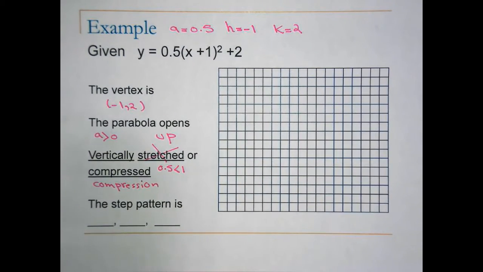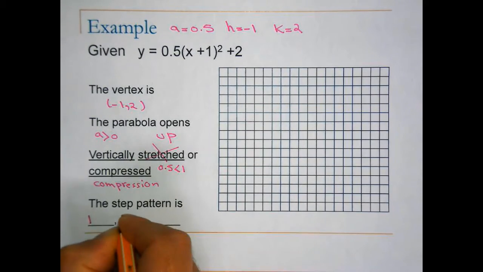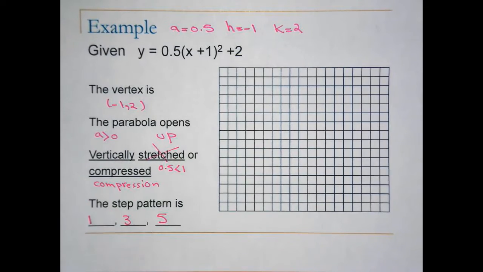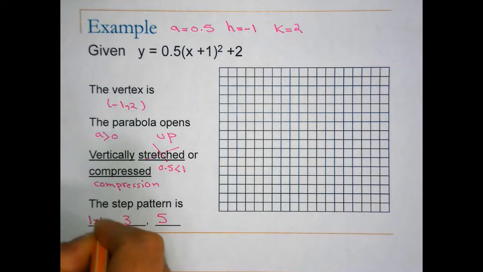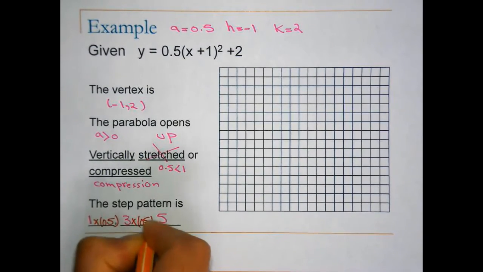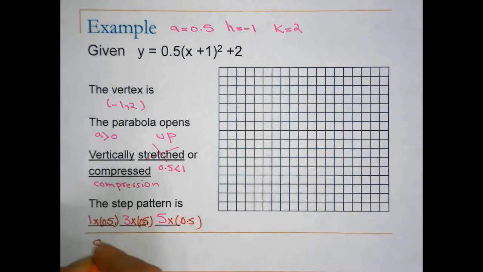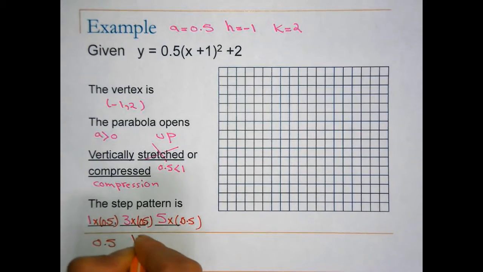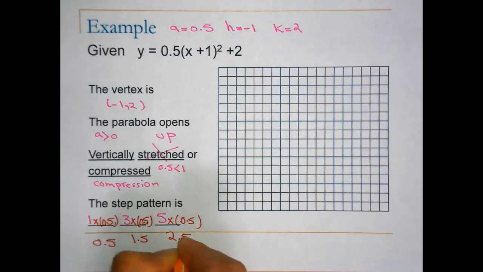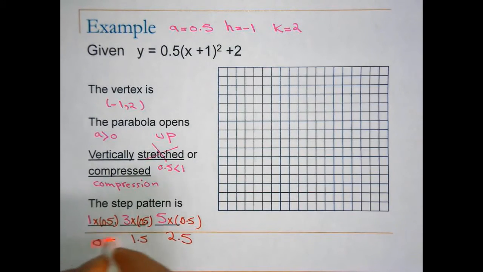Now we also have to find our step pattern. So we start with the original 1, 3, 5, and we have to multiply that with our A value. So times 0.5, times 0.5 and times 0.5. So the step pattern is half, 1.5, and 2.5. I am going to highlight the step pattern.